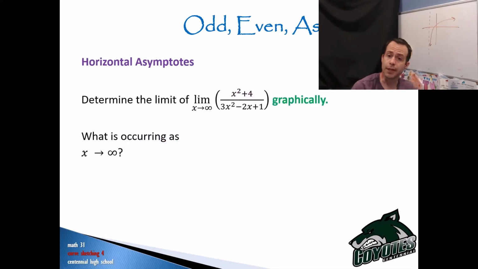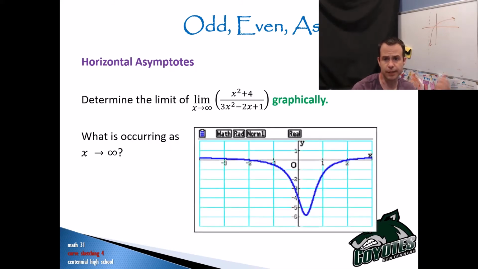Okay, so let's do it again. We're going to take this guy and we're going to solve graphically first. So grab your graphing calculators if you haven't already done so. And we're going to try and figure out what's happening as x approaches infinity. Well, when I look at this graph, as x approaches infinity, it's approaching somewhere along here.